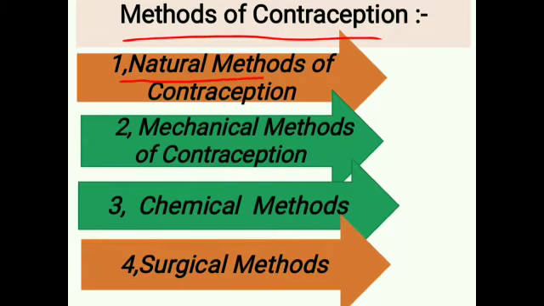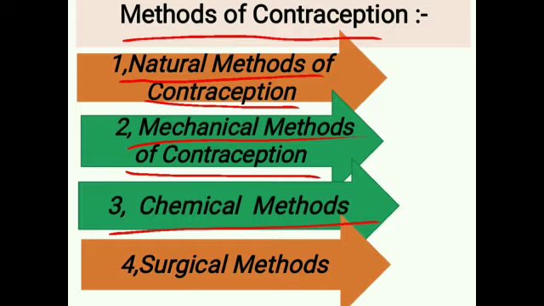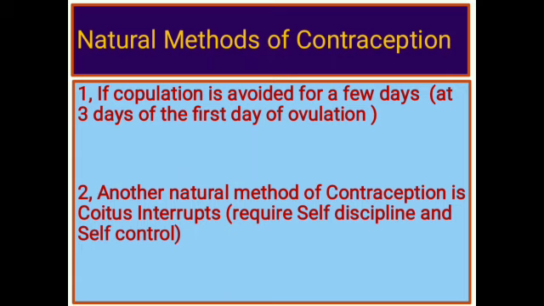First one is the natural method of contraception. Second one is the mechanical method of contraception. Third one is the chemical method of contraception. And fourth one is the surgical method of contraception. Now, let us explain these methods one by one.